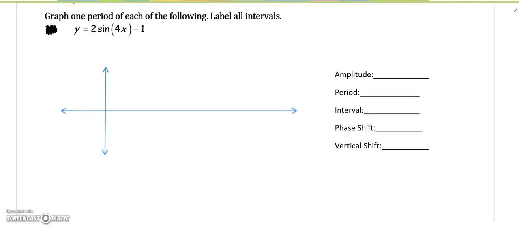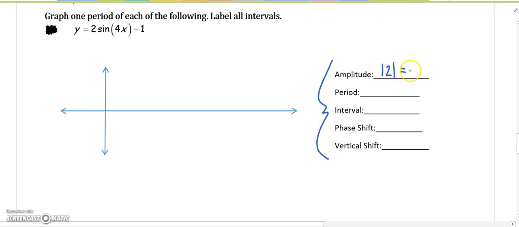Alright, graph one period, just one period, of each of the following, and label all intervals. So let's start right here. Amplitude is the absolute value of 2, that would be 2. Period is 2 pi divided by this number you're multiplying by x, so that would be 4. And that can simplify to just pi over 2. Interval is the period, so pi over 2 divided by 4. So that's like taking pi over 2 and putting the 4 with it, since you're dividing. So that would be pi over 8.